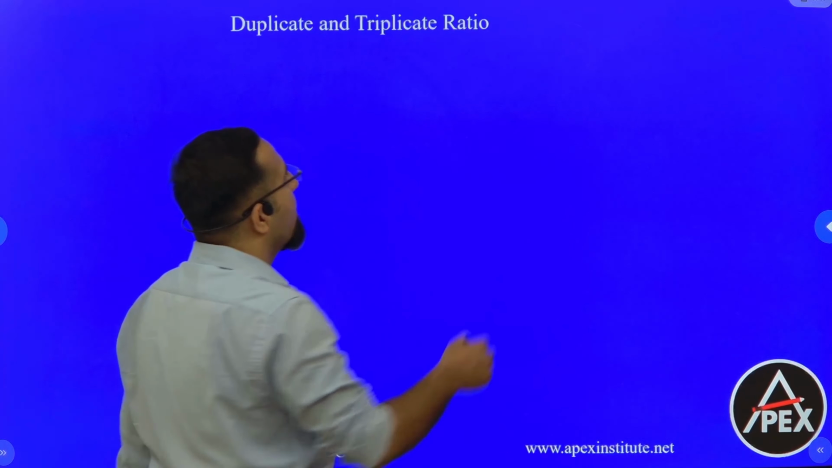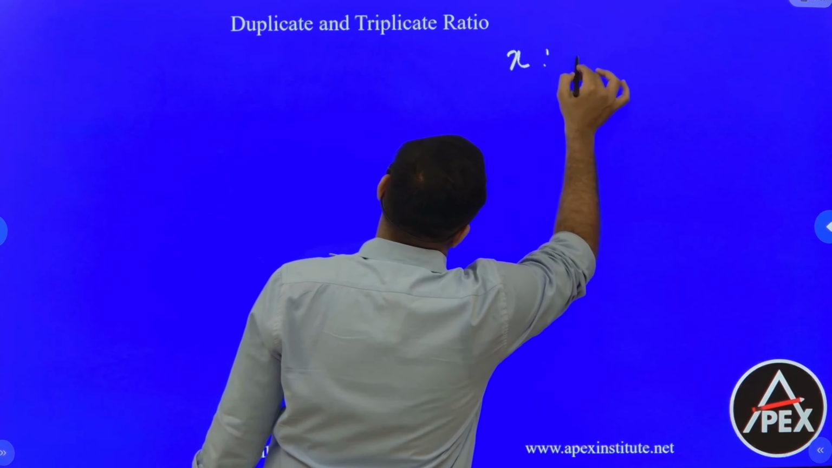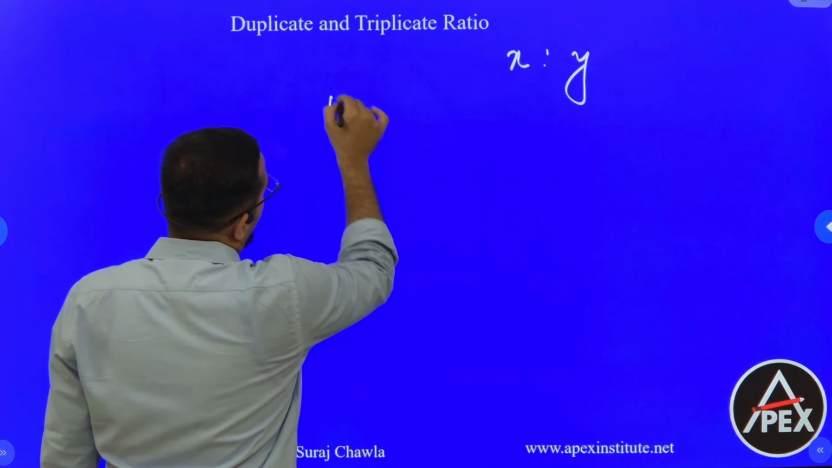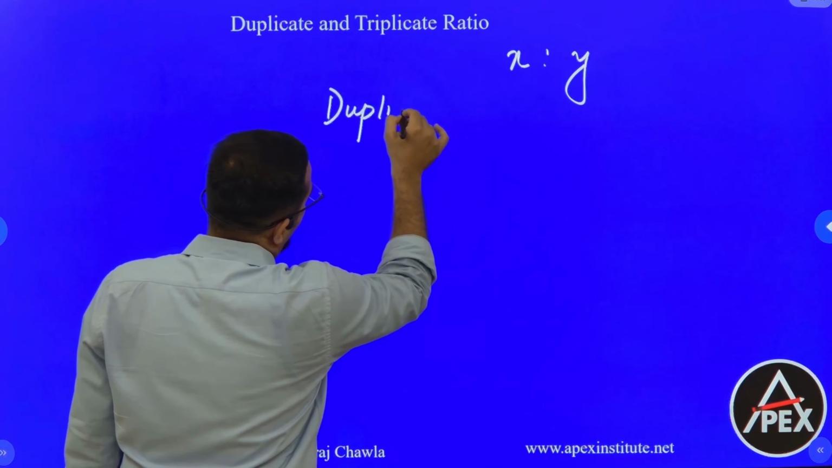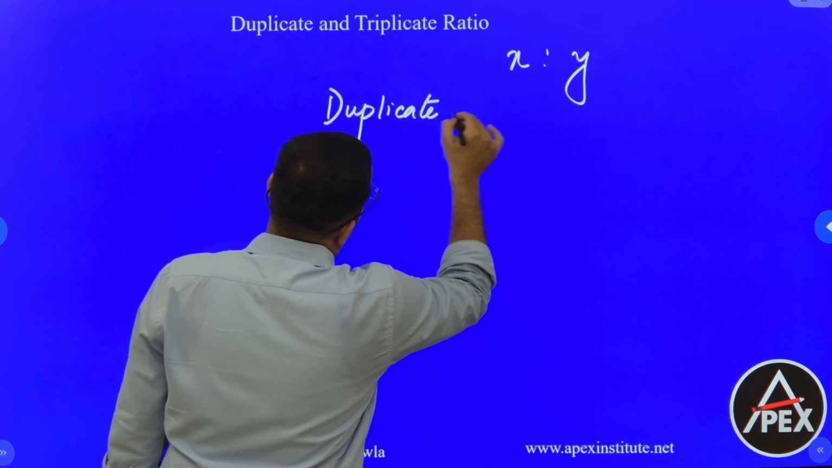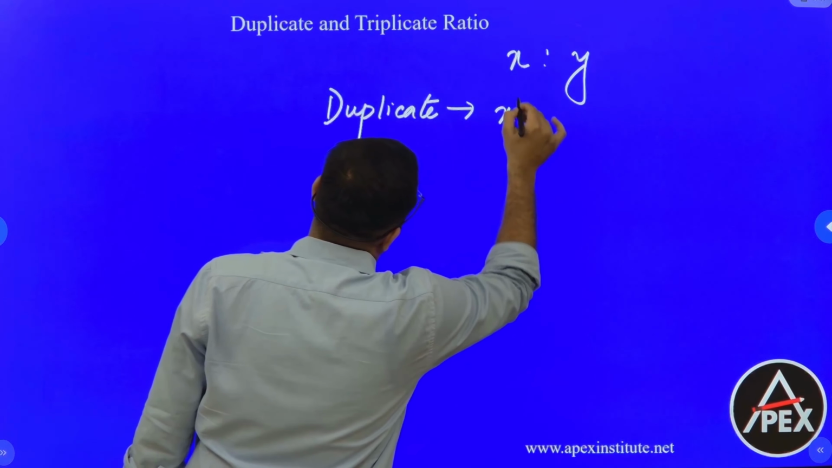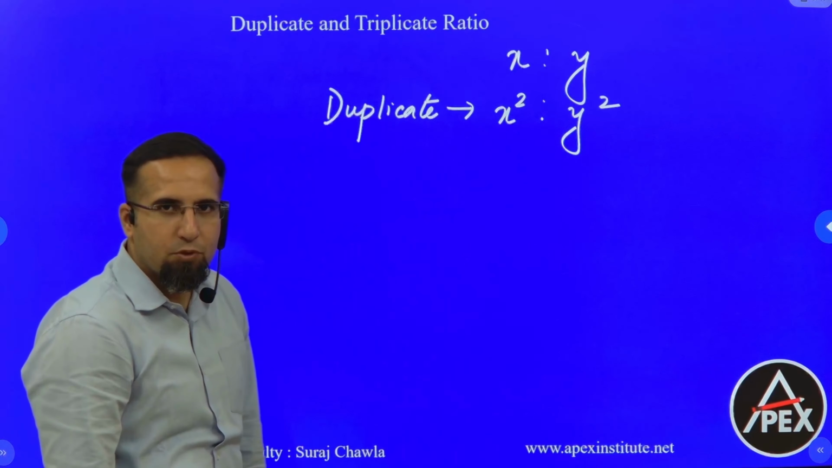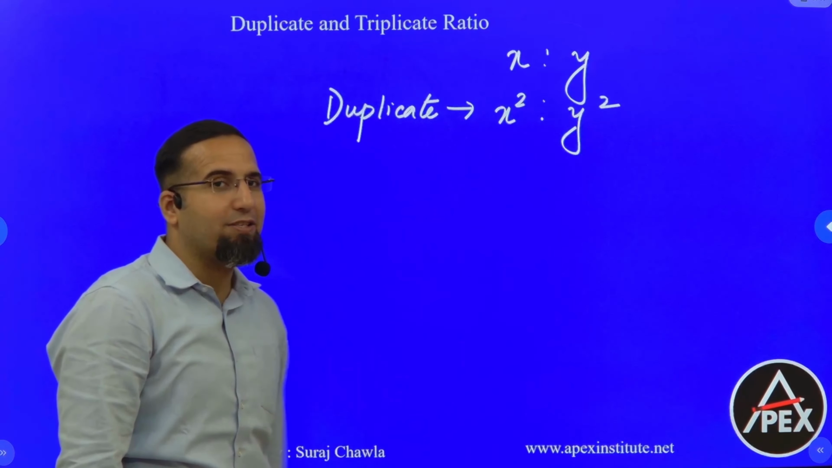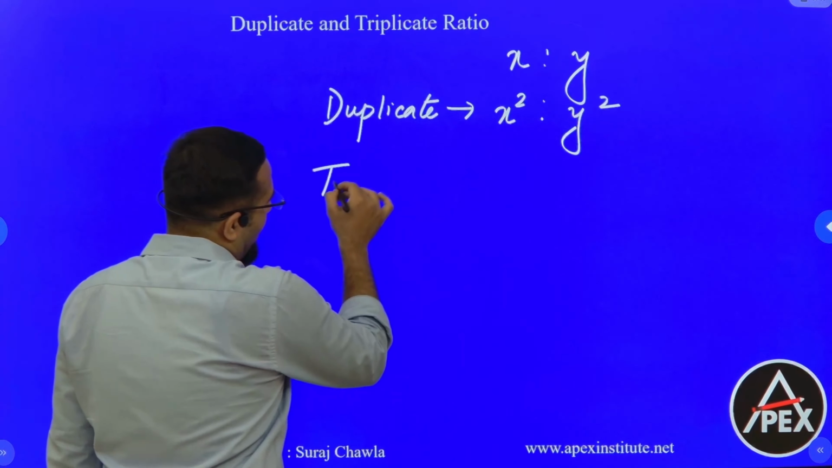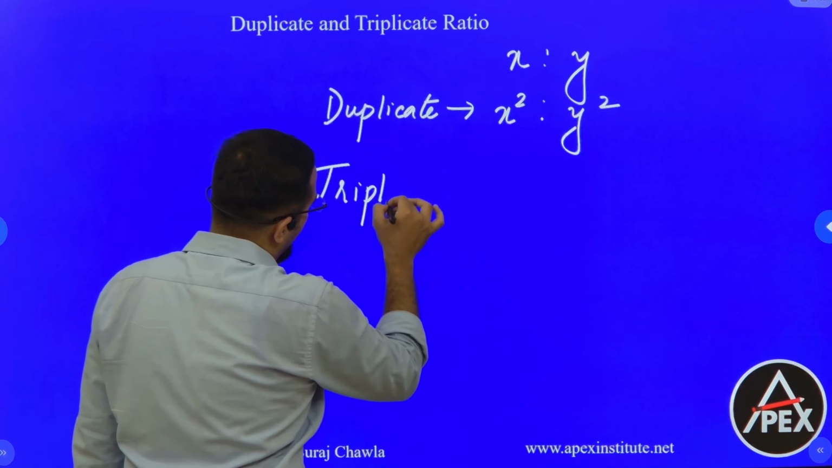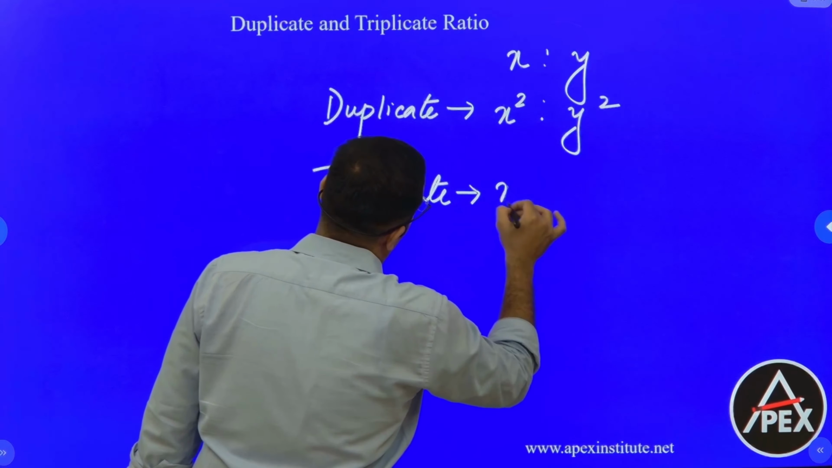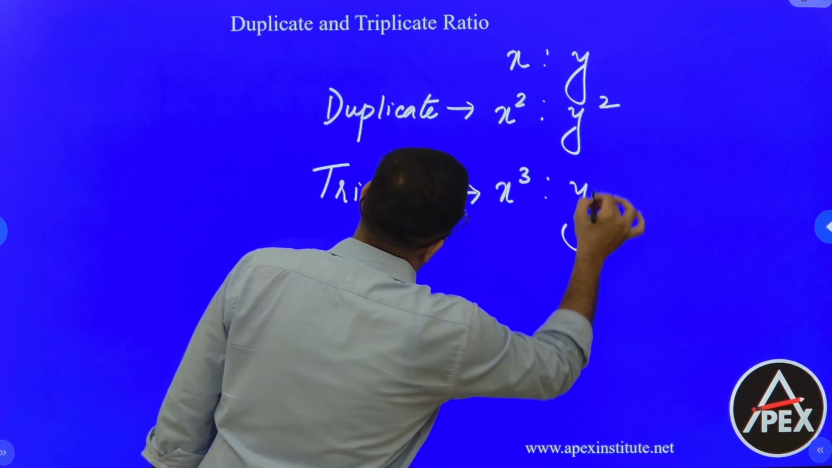Now suppose my original ratio is x is to y. Clear? And if I'm calculating my duplicate ratio, what will my duplicate ratio be? My duplicate ratio of x is to y becomes x square is to y square. Clear? If duplicate is x square is to y square, can you guess what will be the triplicate ratio? I hope your guess is correct that the triplicate ratio would be nothing but x cube is to y cube.